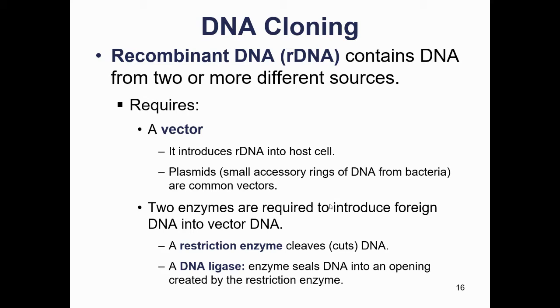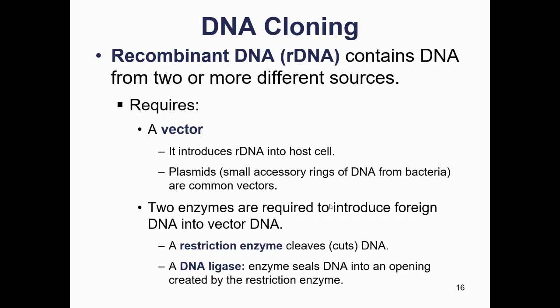When we look at DNA cloning, we can talk about recombinant DNA. Recombinant DNA is DNA that contains DNA from two or more different sources. So we can clone a gene from one organism and insert it into another, and that is recombinant DNA. Why would we do that? We'll talk about that in just a minute, but in order to make recombinant DNA, we need a vector. A vector is some way to introduce the gene that we are interested in, or the segment of DNA we're interested in, into a host cell.